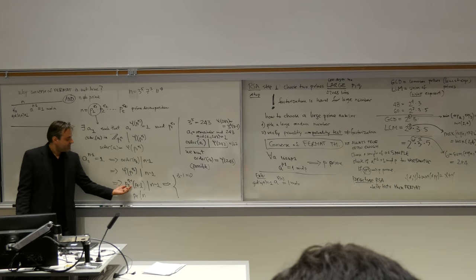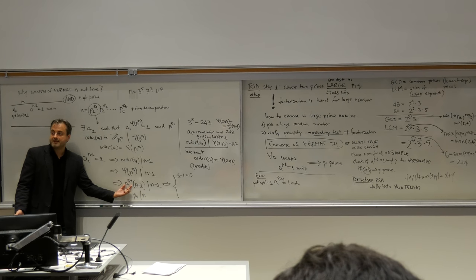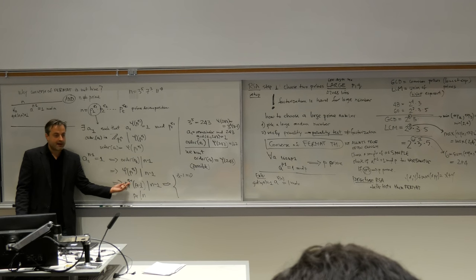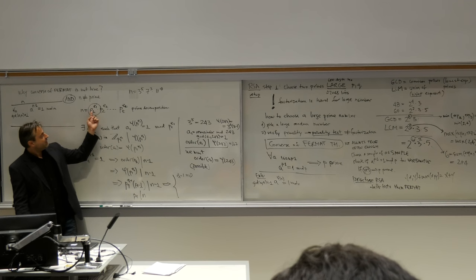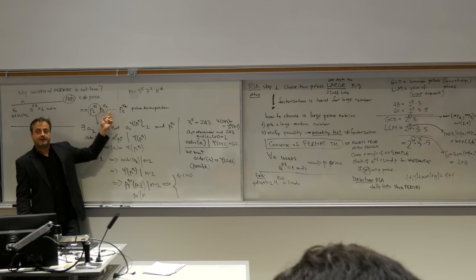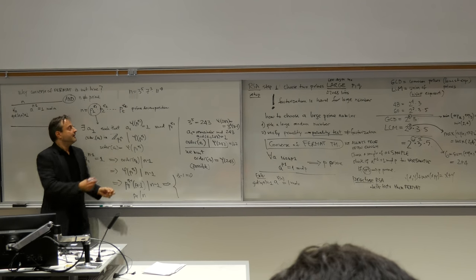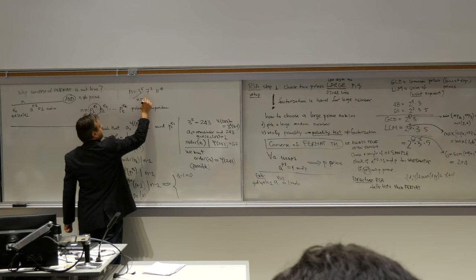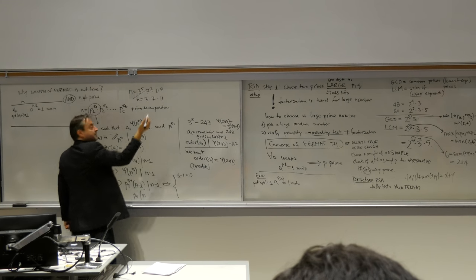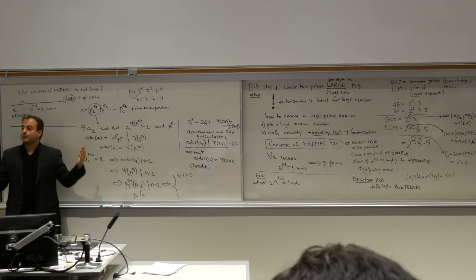The only explanation is that this whole power here is actually a non-existing factor. It's a 1, which means the e1 has to be 1, which means all the primes in n can only appear once. This n cannot be 3 to the fifth. So that's not allowed. n can be 3 times 7 times 11, maybe. But it cannot have exponents in it.